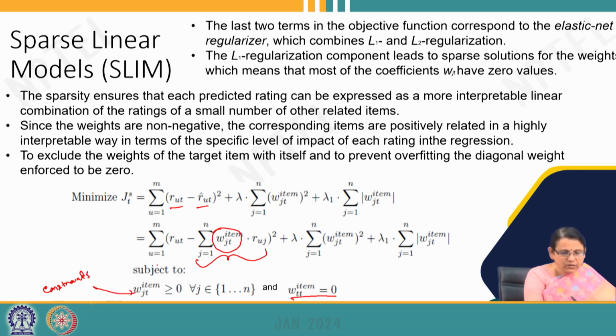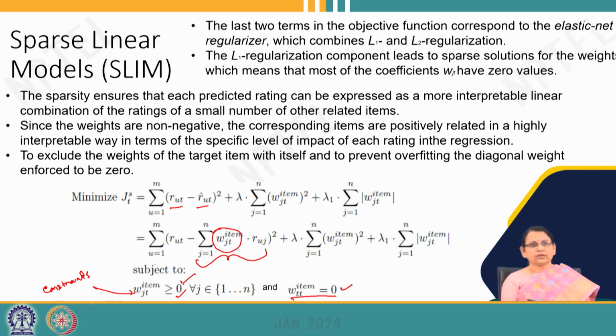Our objective function is to minimize the difference between the actually available rating and the rating predicted from this model under this constraint. And what does this constraint tell? We are interested in the items with positive similarity. This is a basic assumption of this model, and that is being taken care of by this particular constraint.